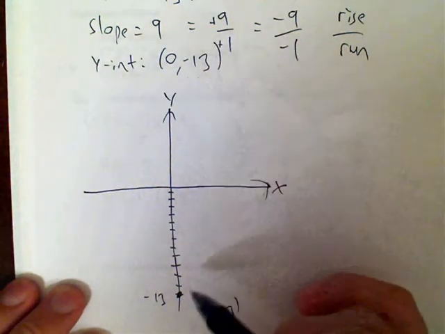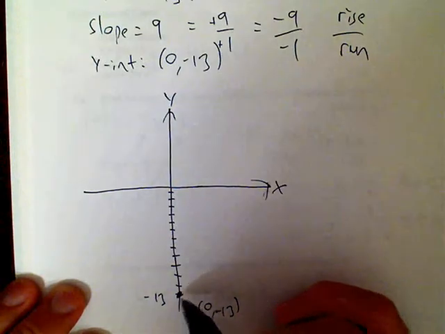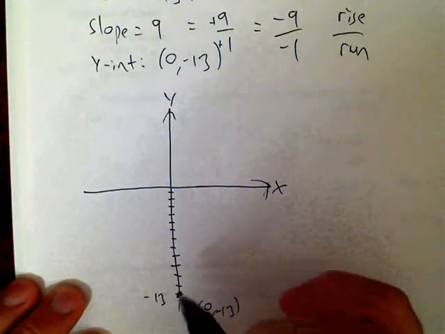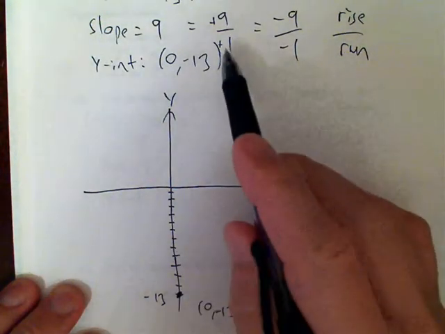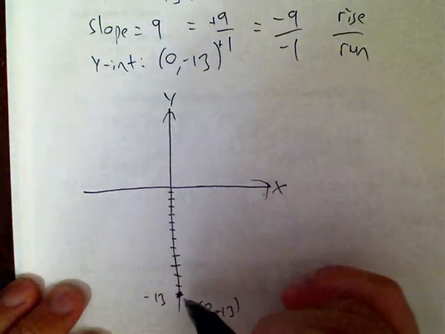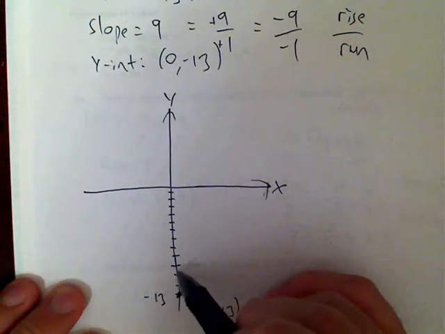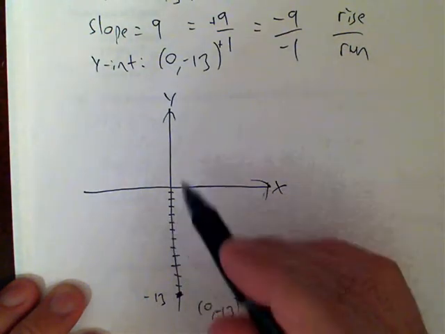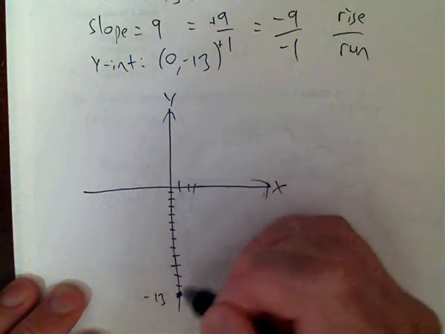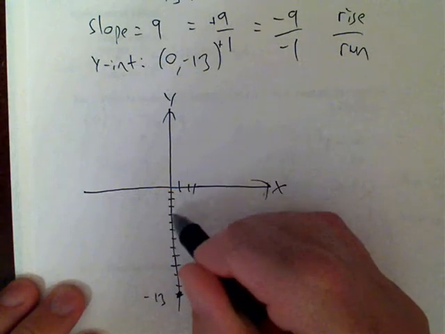Now, since we know for a fact that this is a point on the line, we're going to use this point and this slope to find another point on the line by rising 9 and running to the right 1. 1, 2, 3, 4, 5, 6, 7, 8, 9. Don't put a dot there. Then we're going to run to the right 1.